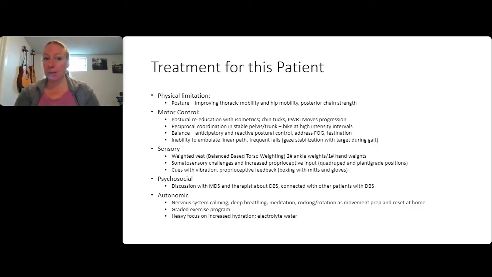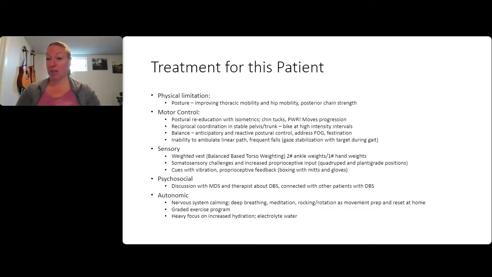And what worked the best for him was some of the things that we just did on the mat a moment ago. So we did a lot of work on his posture because a lot of the dyskinesia was happening from his head. And if we could improve proximal control, we got better distal control. So we worked a lot on posterior chain strength, improving his thoracic and lumbar and hip mobility, using the things that we just showed you.